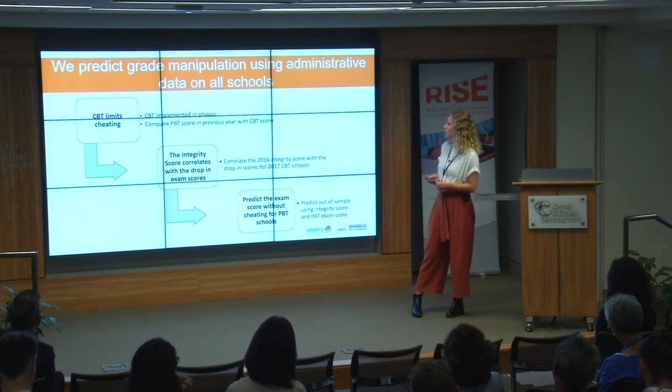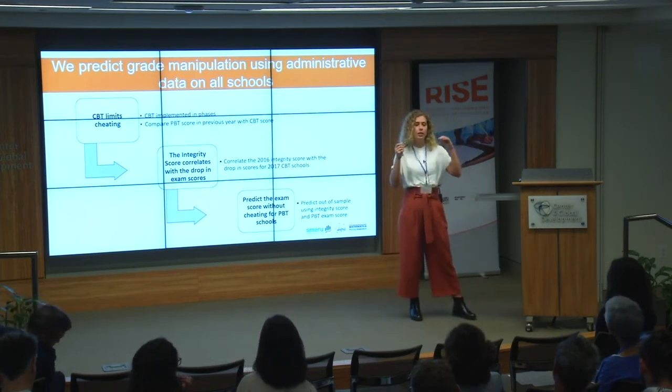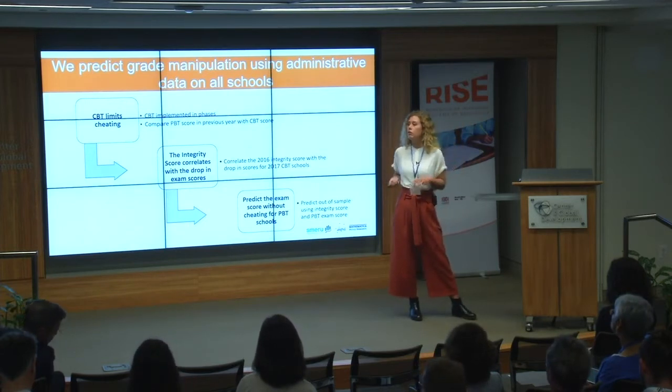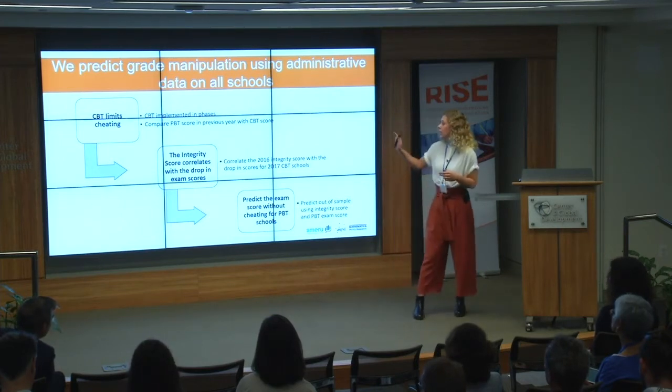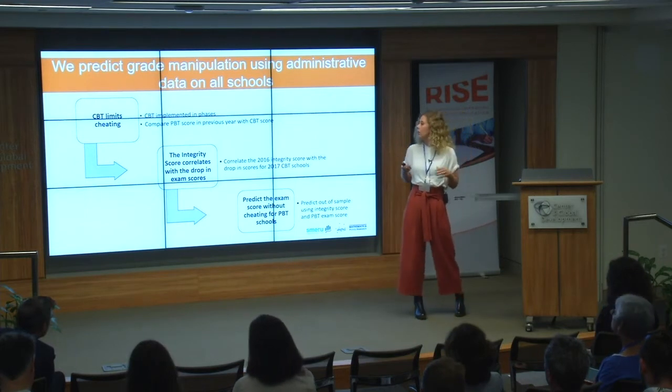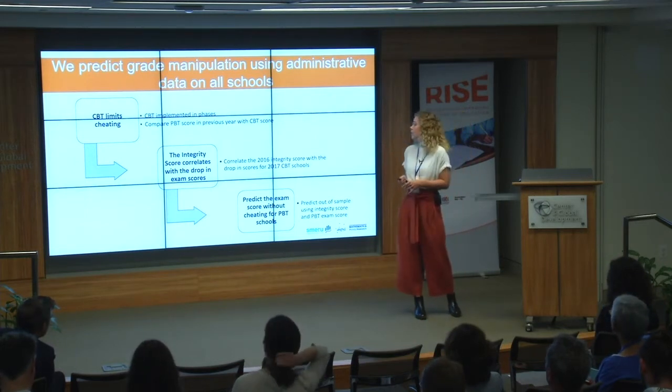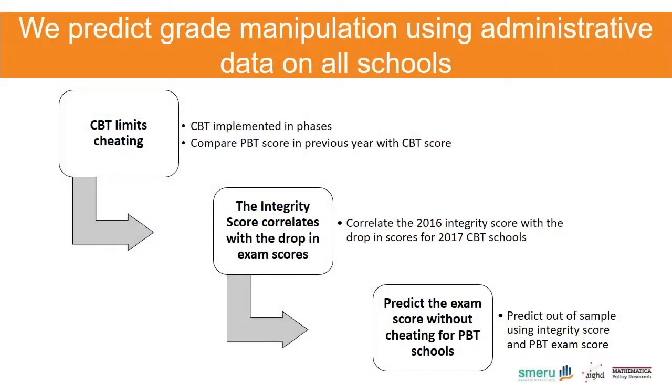So how we do that is by using this correlation between the integrity score and the exam scores to predict what the non-cheating score would be for the schools that are not implementing CBT yet. So first, as I showed in the previous graph, and argued, CBT limits cheating. Then the second thing I use, and I'll show in the next slide, is that the integrity score is very predictive of the drop in scores after these schools implement CBT. And then I use the interaction between the paper-based score and the integrity score to predict the non-cheating score for the schools that are still doing the paper-based exam.